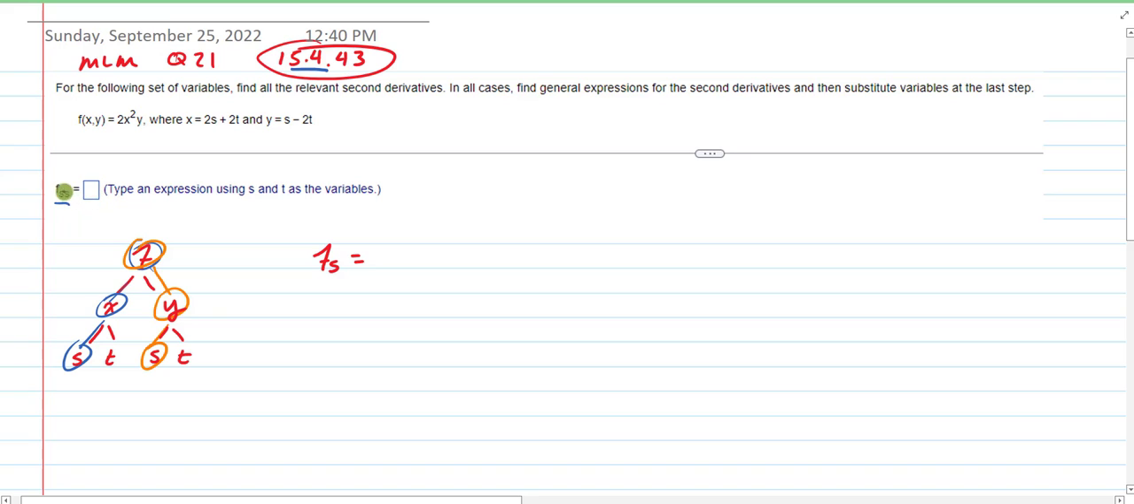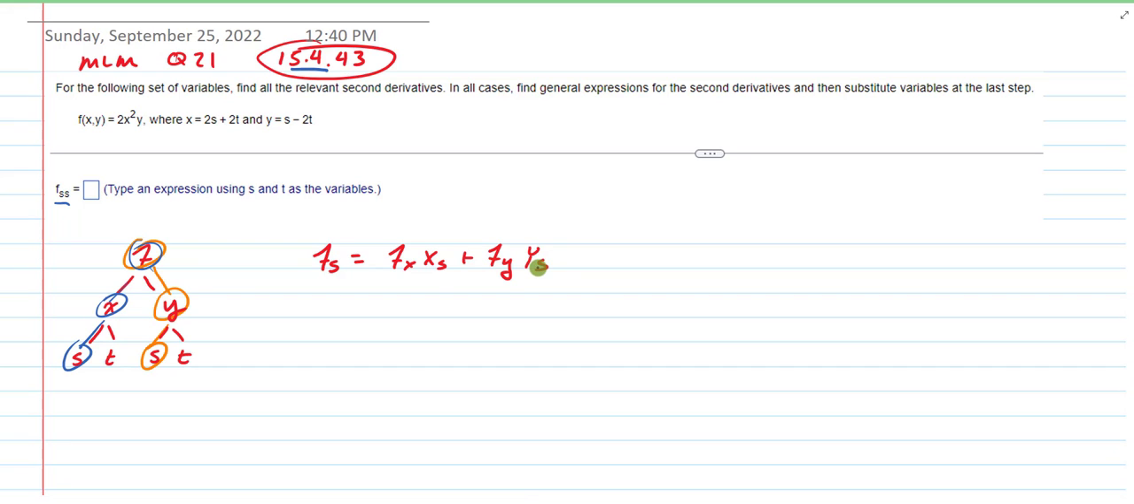Now, what I'm going to do here, and it's kind of hinted at in this question, I'm going to keep everything in terms of this subscript notation. If you try to use the Leibniz notation, I found that this problem just got a little too unwieldy, and it's a lot easier to use this subscript notation. So this will be f sub x, x sub s, plus f sub y, y sub s. So again, we take the partial derivative with respect to x, multiply that by the partial derivative of x with respect to s. That's what I did here. Then we took the partial derivative of f with respect to y and multiplied that by the partial derivative of y with respect to s. That's how we got the first derivative, first partial with respect to s.